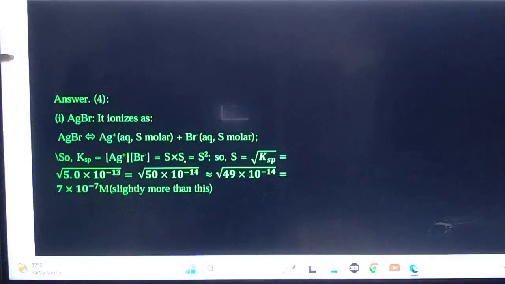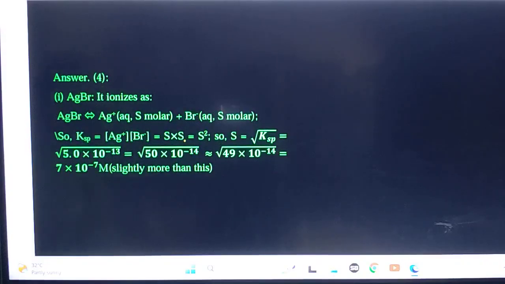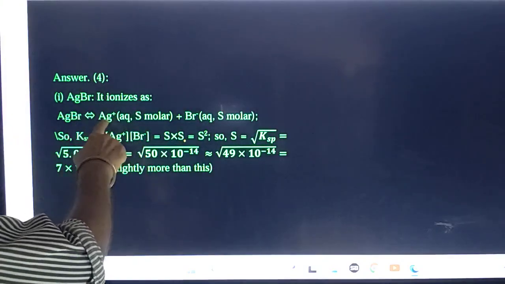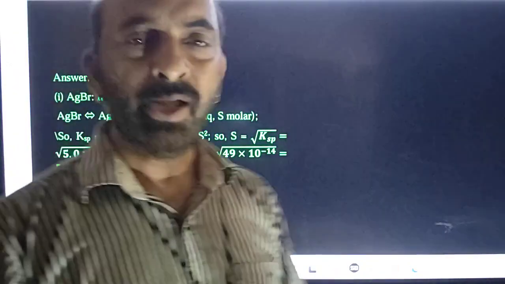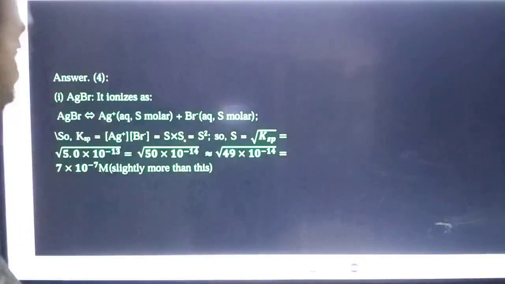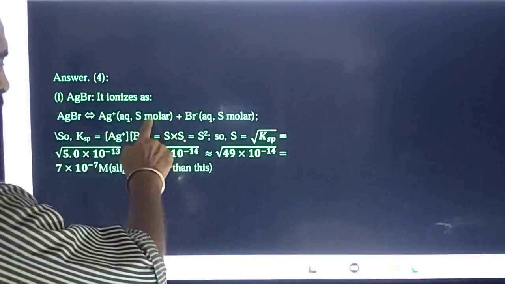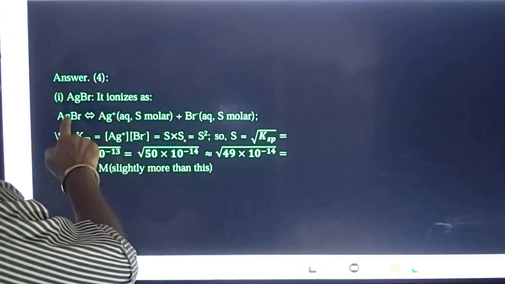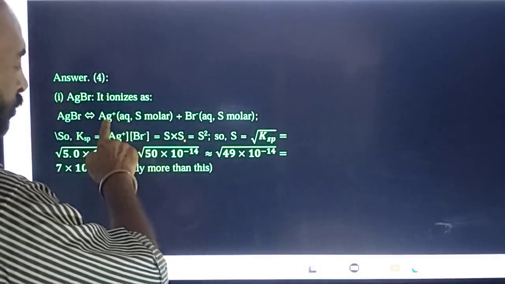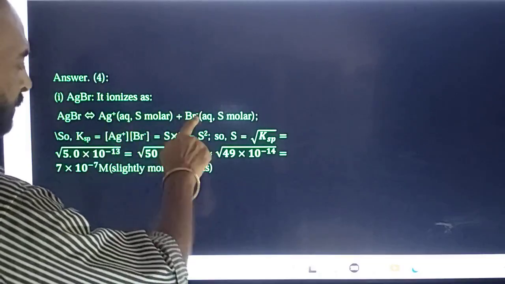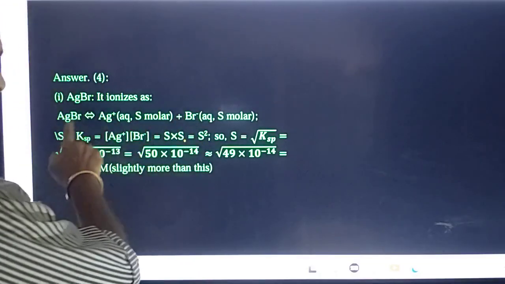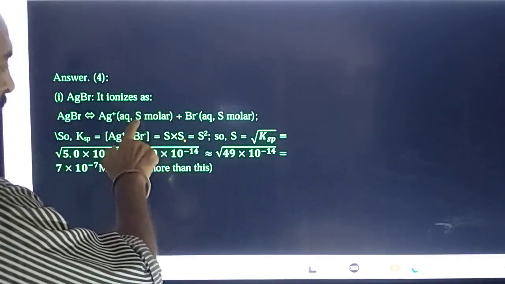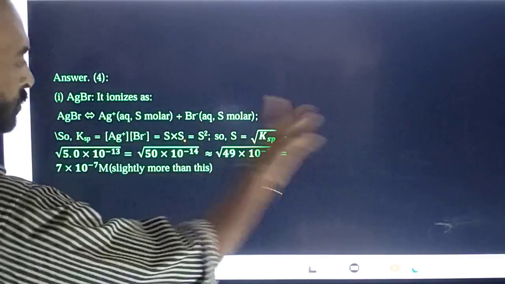See, for this, first we have to discuss AgBr. How does AgBr ionize? AgBr ionizes producing 1 cation and 1 anion, Ag plus at S molar, like the solubility being S molar, and Br minus. Since it is having 1 cation and 1 anion, the solution will have the same concentration of Ag plus and Br minus. If we started with 1 mole AgBr, what is dissolved is the solubility. So Ag plus is S molar, Br minus is S molar.